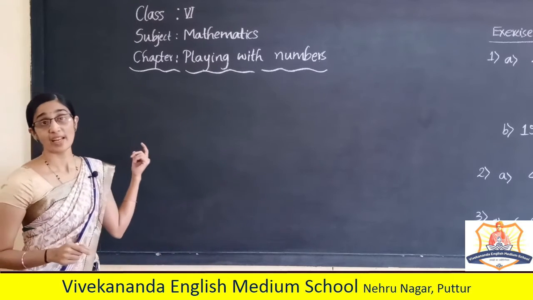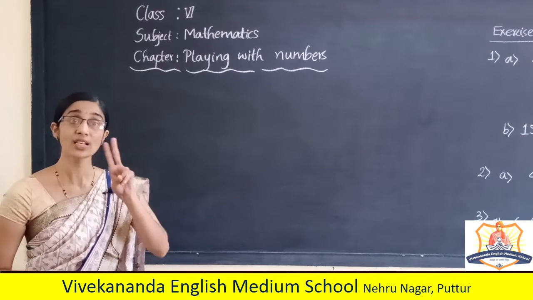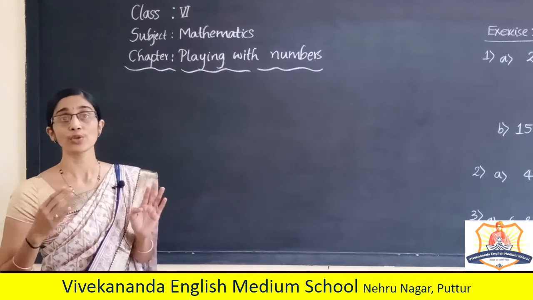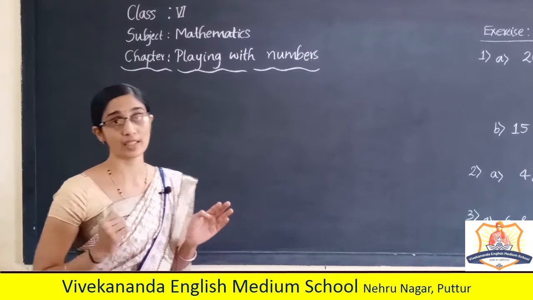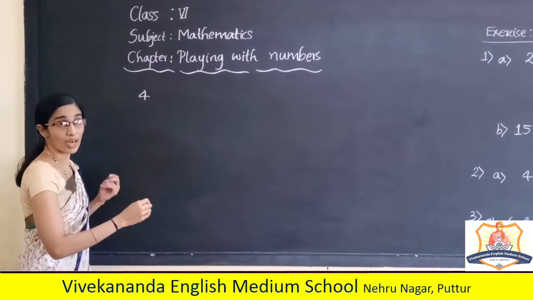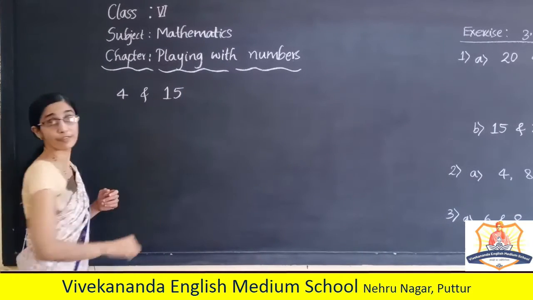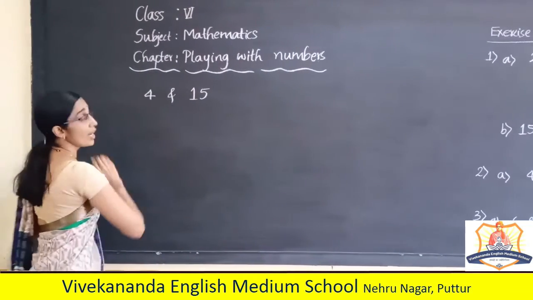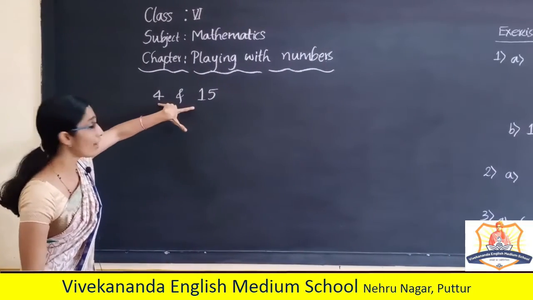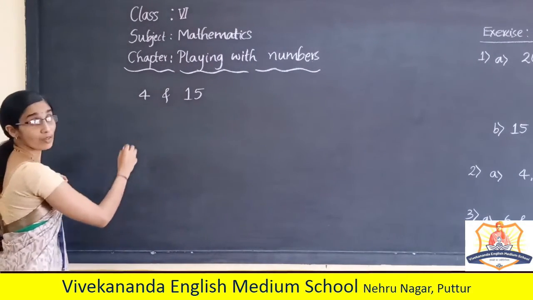So, if a pair of numbers is given to you, pair of numbers in the sense two numbers, and you are asked to find the common factors among them. For example, if I take a pair of numbers, 4 and another number 15. Now what I asked you? I need to find out the common factors of these. Right. Common factors. So for that what should I do?